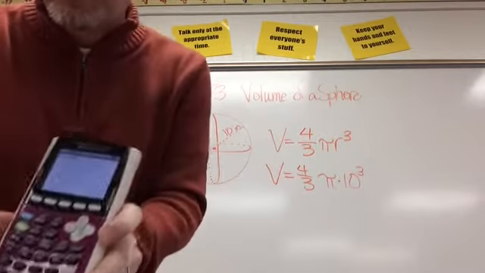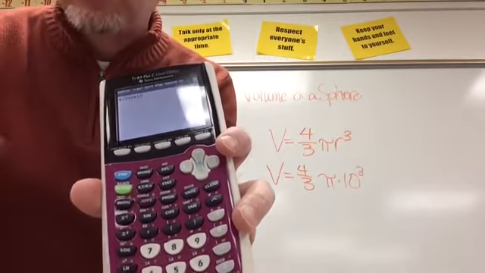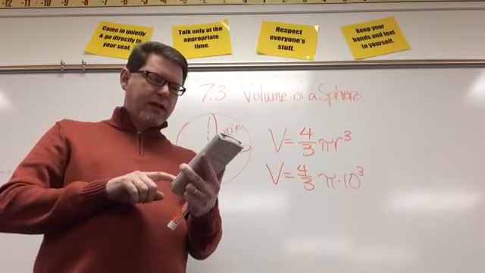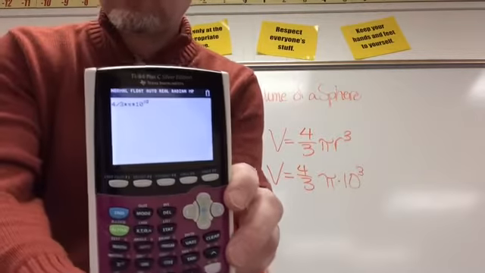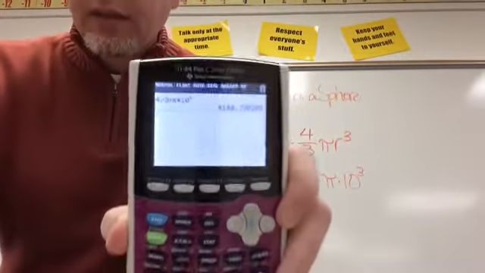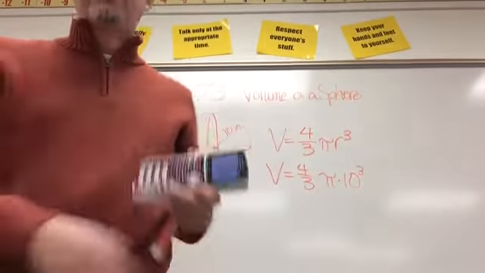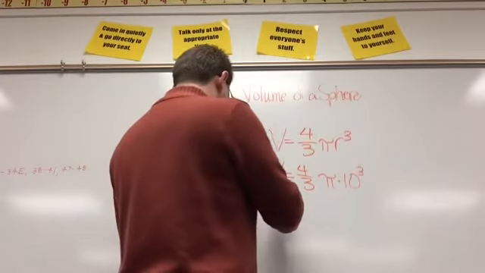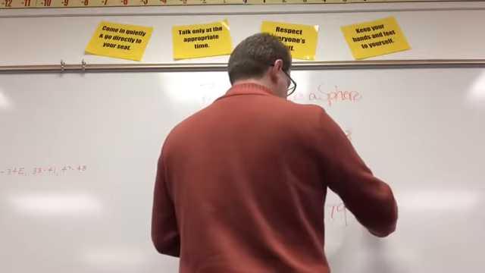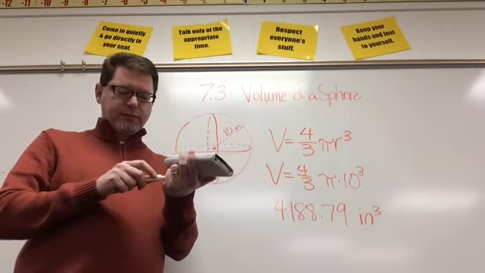When I'm raising to the third power, I've got to use the to the power key right here on the calculator, which you can also find on your iPad calculator. Raised to the third power, and that's what it's going to look like first. 4/3 times pi times 10 to the third, and I hit enter. There's my answer, 4188.790205, and we round to the nearest hundredth, so that would be 4188.79 inches cubed is the volume for this sphere.